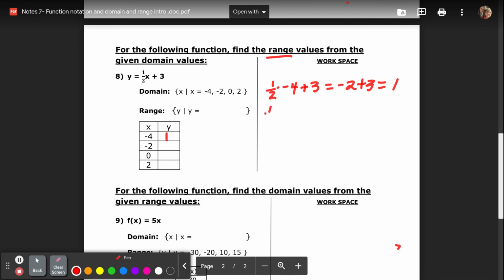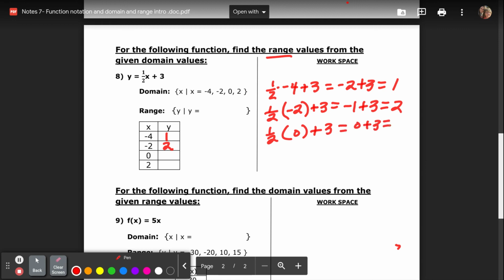And then we're going to go half, and you can always just put them in parentheses too. Half of negative 2 plus 3, that's negative 1 plus 3, which gives us 2. And then half of 0 plus 3. Well, half times 0 is 0, 0 plus 3 is just going to give us 3. And then we have half of 2 plus 3. So half of 2 is 1, plus 3, which is 4.